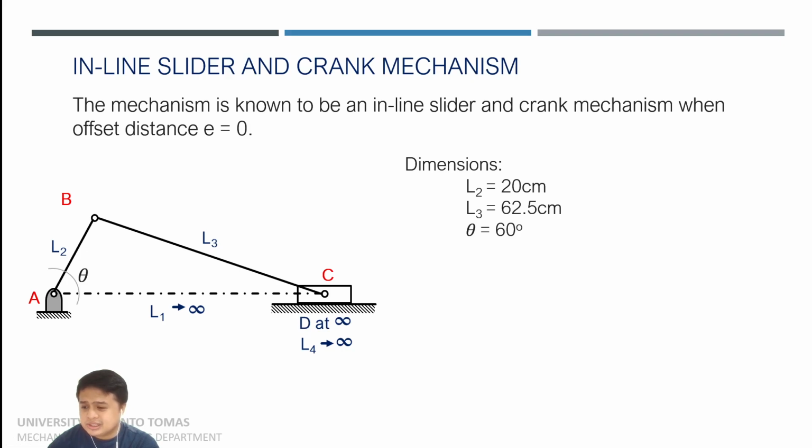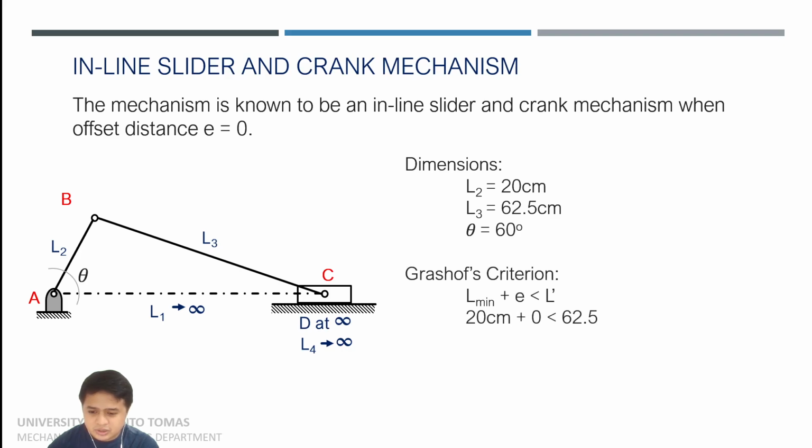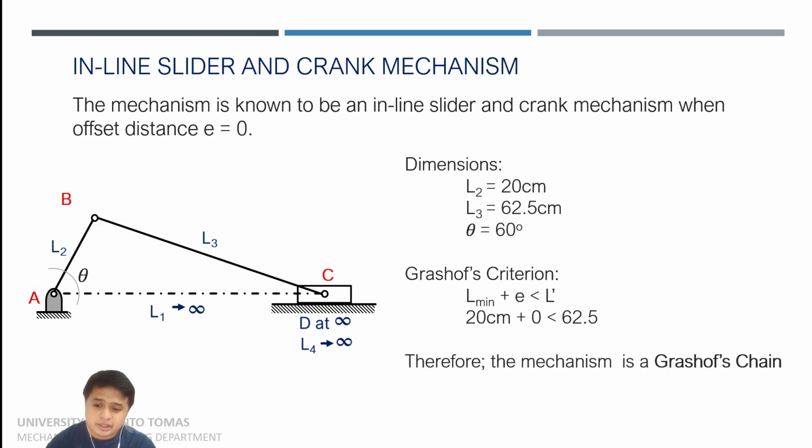If you want to identify for this example if this is a Grashof chain, then we can compute the shortest link, which is L2. The largest link, of course, is L4 and L1, which is infinity. But we can identify the offset, which is just the perpendicular height from A. Then this would be 0. And then this is still less than 62.5, which is L3, the other link. Then it is called a Grashof chain, and AB can fully revolve.